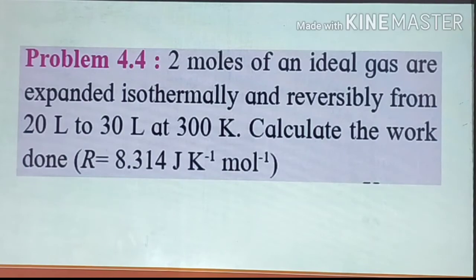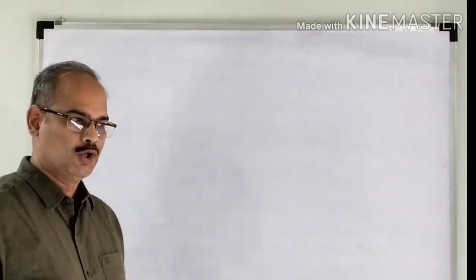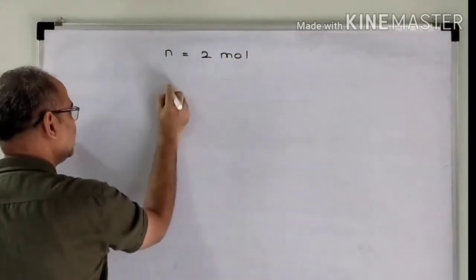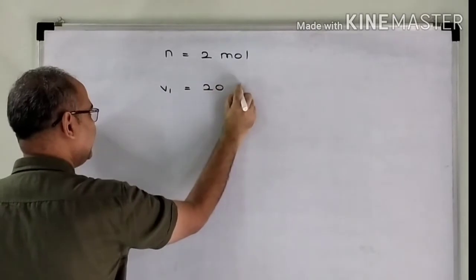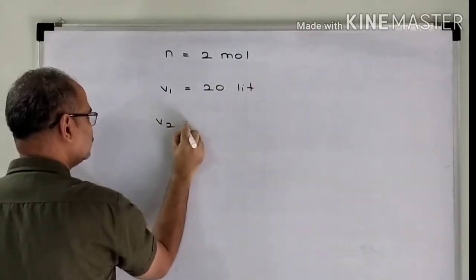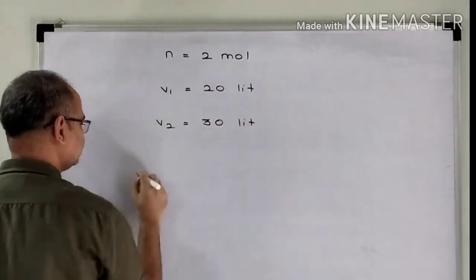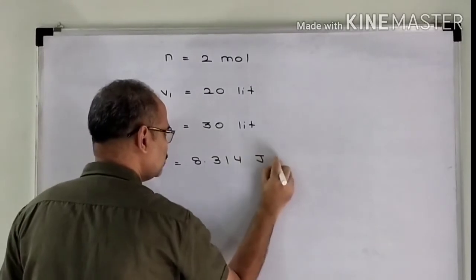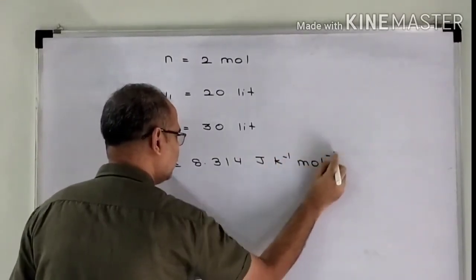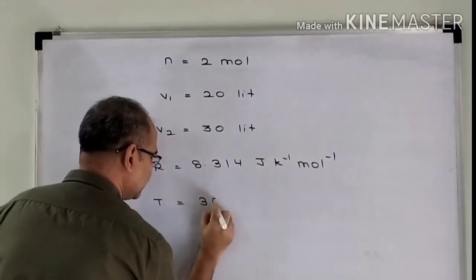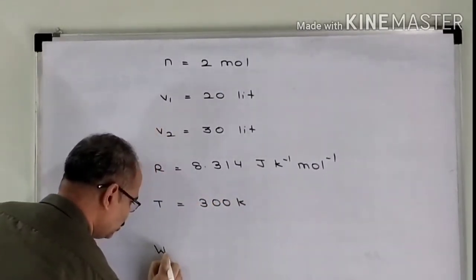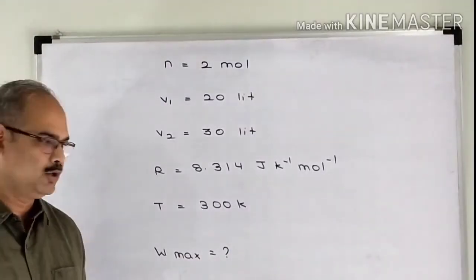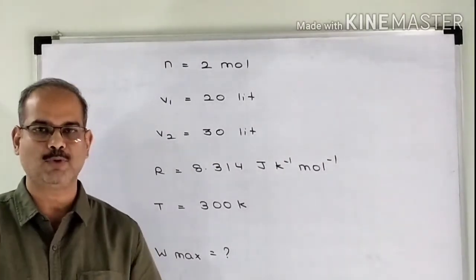So now let me solve the problem on the board. See the data again. Number of moles 2. Initial volume 20 liters. Final volume 30 liters. R is 8.314 joules per Kelvin per mole. Temperature 300 Kelvin. I want to find W max. So this is the data and what you have to find in this problem.